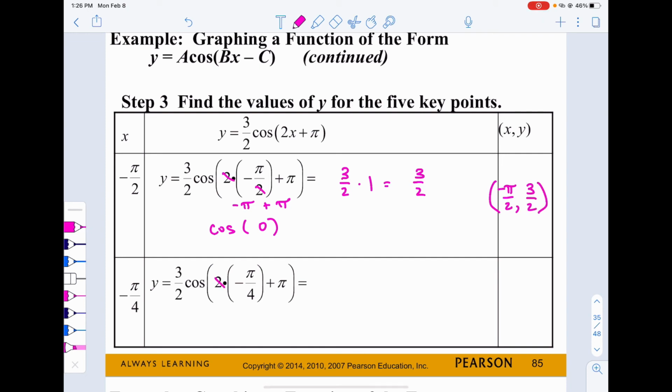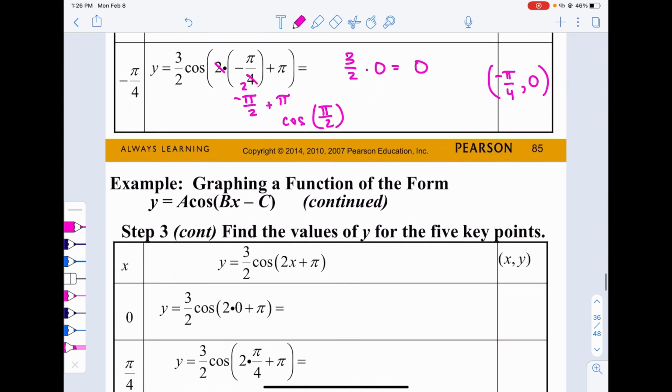If I simplify my next one, that's going to give me a negative pi over 2 added with pi, which gives us a positive pi over 2. So cosine of pi over 2 is going to give us 0. So if we have 3/2 times 0, we end up with 0. So at negative pi over 4, we're at 0.